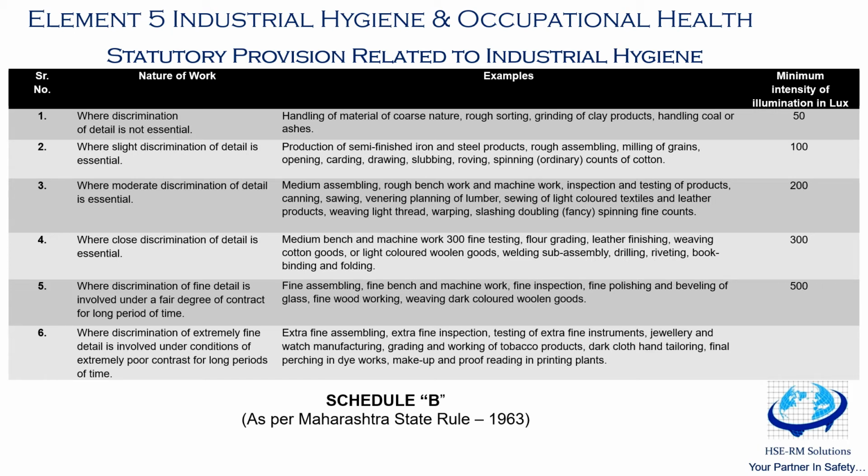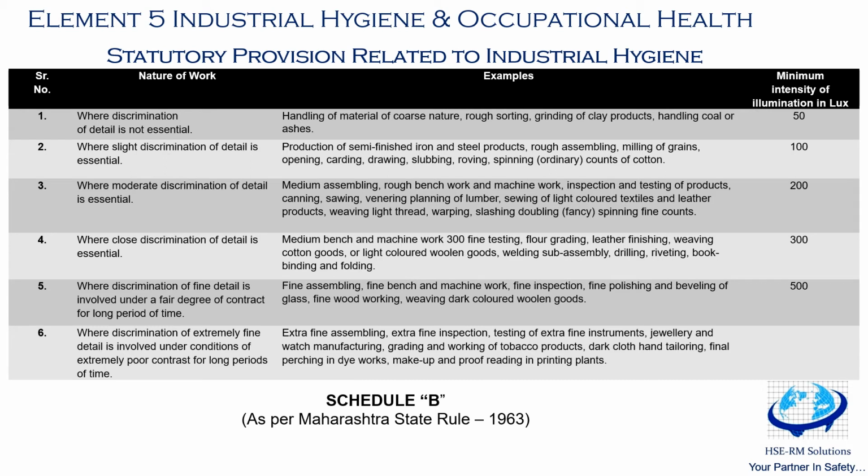Now where discrimination of extremely fine detailing is required, there the illumination level is not defined, but you definitely need proper visibility there. So extra fine assembly, extra fine inspection, those are called inspection tables, kind of arrangements. There you require higher illumination. So this is basically defined on two categories, what we described in Schedule A and Schedule B, and that is about nature of work.